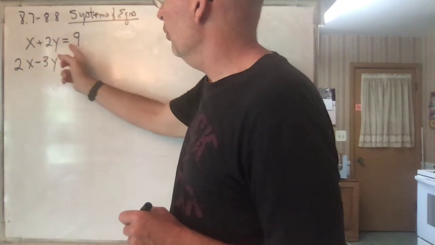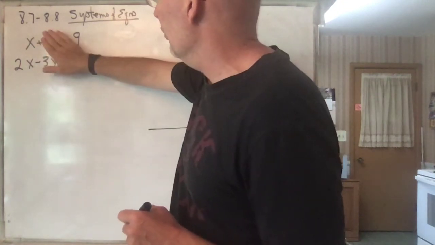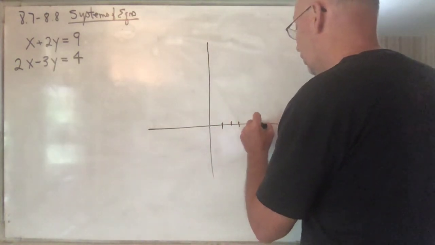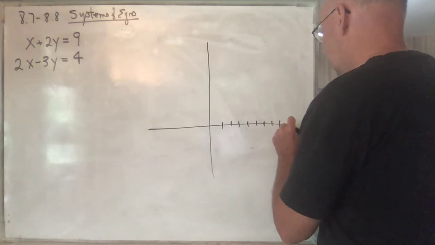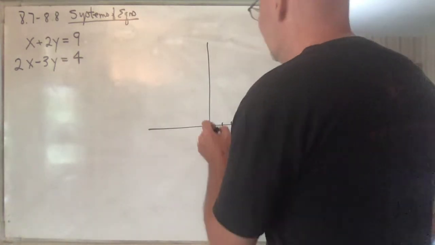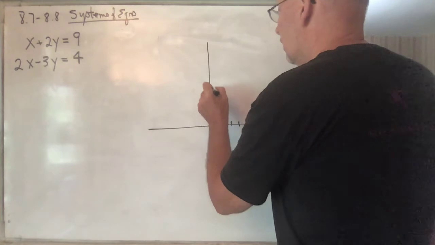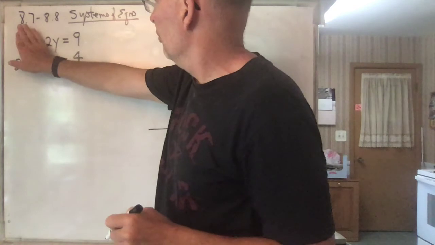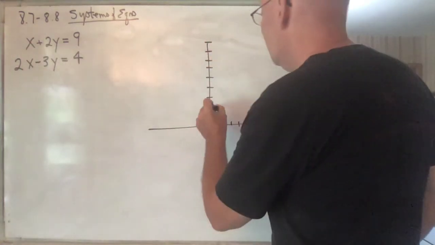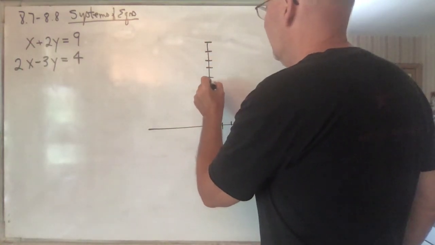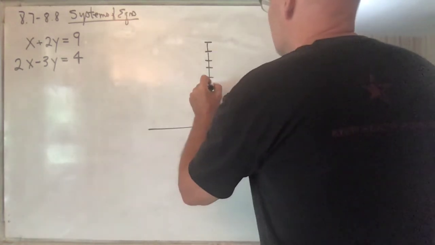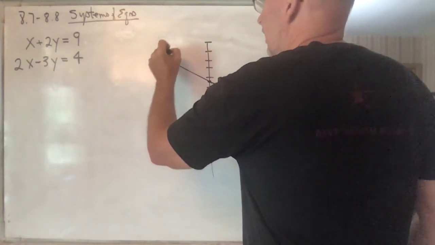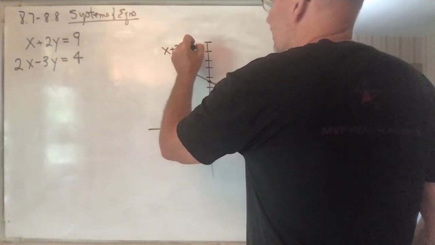Let's see. x plus 2y equals 9. Maybe the easiest way is to say, well, if y is 0, x would be 9. Right there. And if x is 0, y would be what? 9 halves, which is 4 1/2. 1, 2, 3, 1, 2, 3, 4, 4 1/2 right there. So here's the line that goes through those 2 points. x plus 2y is equal to 9.